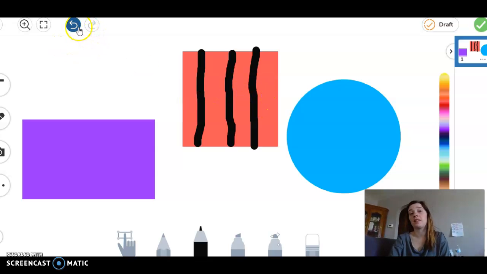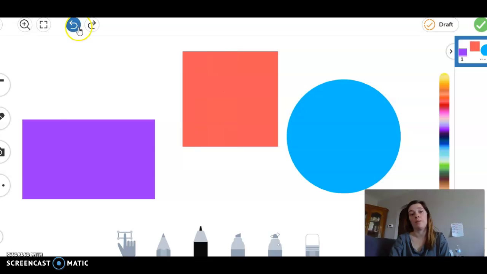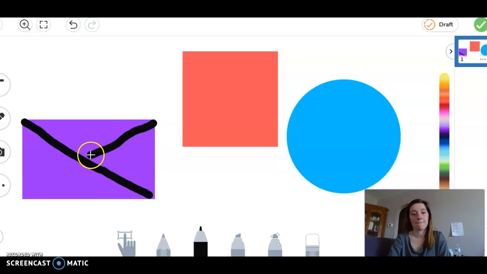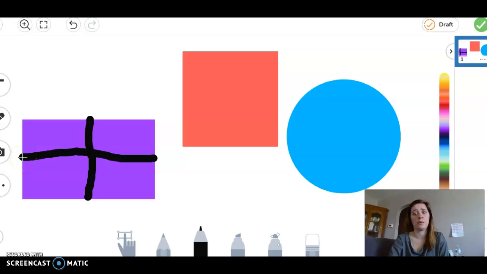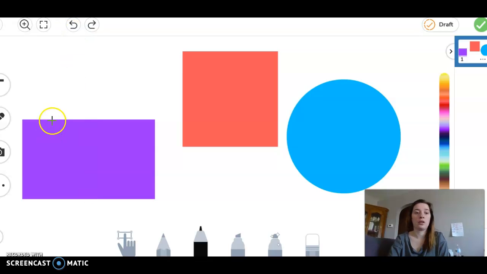Okay? You can do the exact same thing with the rectangle. I can go diagonal into fourths. I can go a vertical and a horizontal. That was not a good one. Those are not equal, are they? Or I can go just vertical.